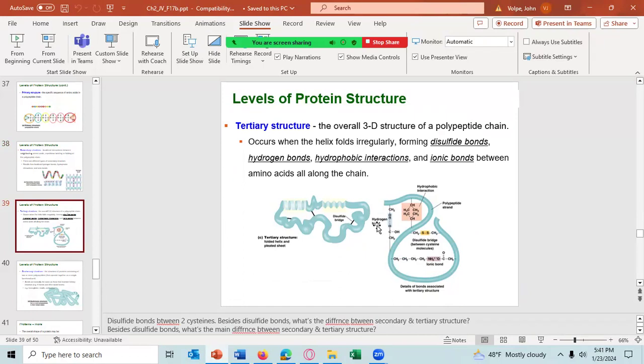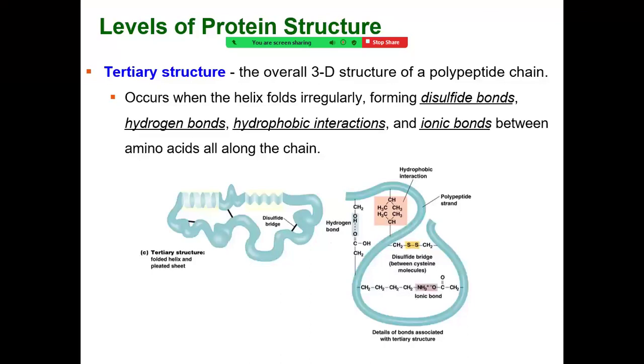However, there is one interaction in the tertiary structure we only see in the tertiary structure, meaning we only see it with the tertiary, not with the secondary structure. And let me go ahead and I'll just blow this up, maybe talk about it from here. And that would be the disulfide bond that can form between two cysteine amino acids.